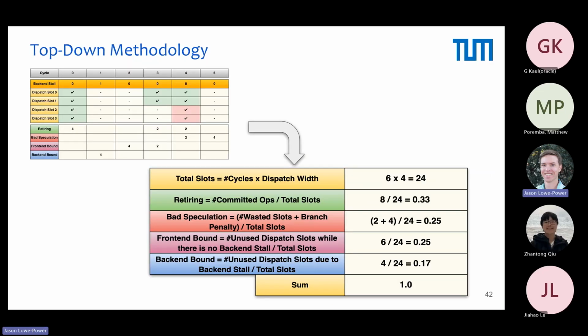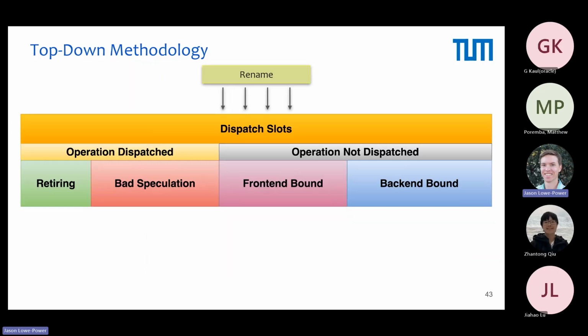Then after that, we calculate the total dispatch slots, which can be found by multiplying the number of cycles by your dispatch width. This gives you your total slots. And then we divide the number of slots allocated to each category by the total slots to find the fraction in each category. And then the highest one will be marked as the bottleneck of your processor.